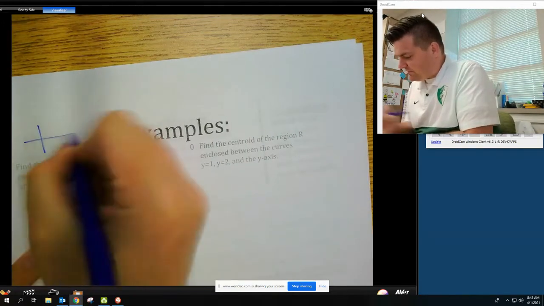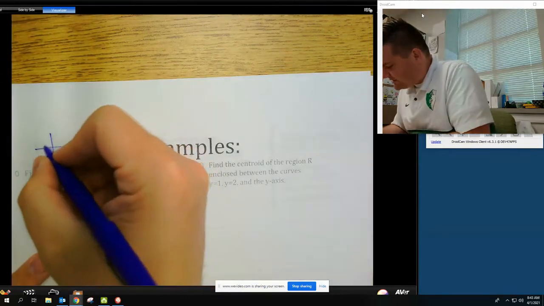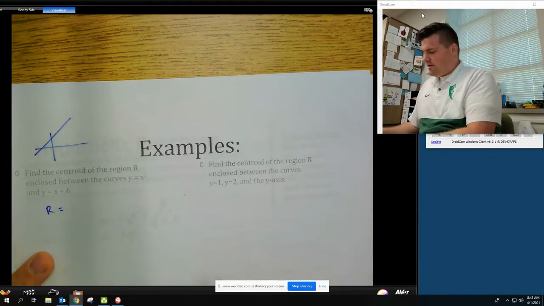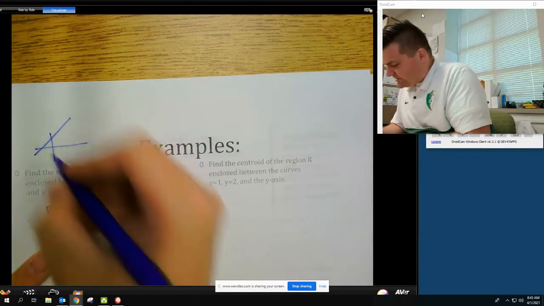So let me sketch these two functions real quick. So y equals x plus 6 is like up here. Okay. And then y equals x squared is this guy right here.